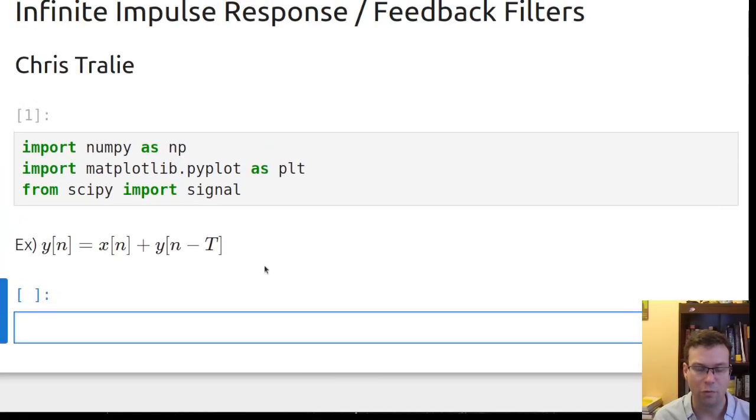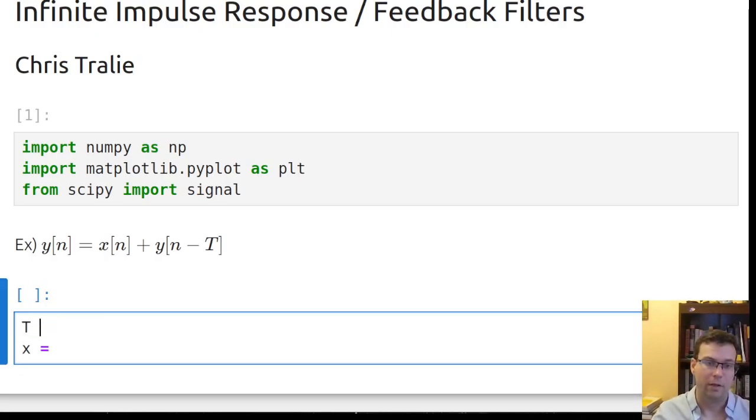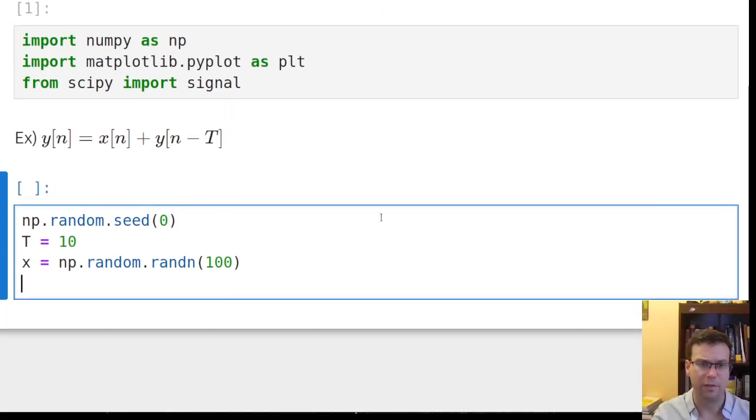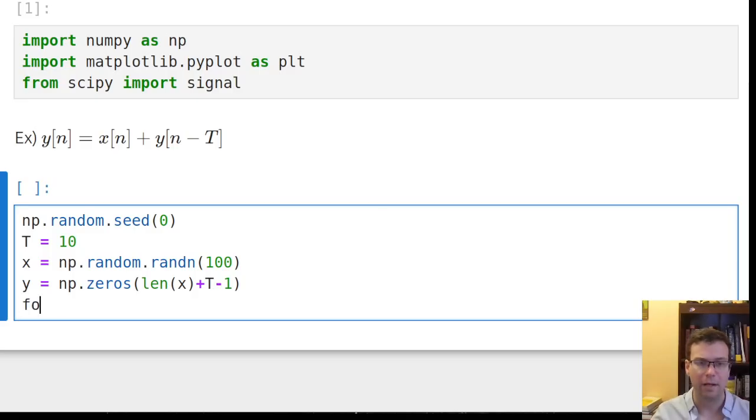So let me actually just code this up first. Maybe I'll make a little bit of noise, and let me also define t as 10 here. I'll seed this, and let me implement this. So I'll say y is equal to np.zeros, the length of x plus t minus 1. Okay, fine. Now this I'm going to have to do with a loop. So let me loop through the samples of x, or I guess I'll say length of y here.